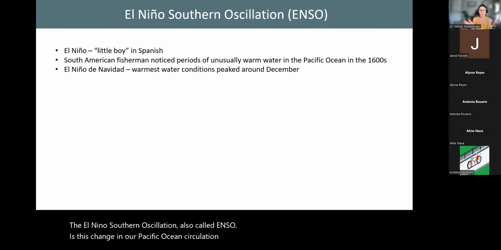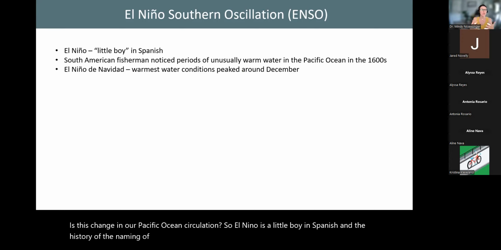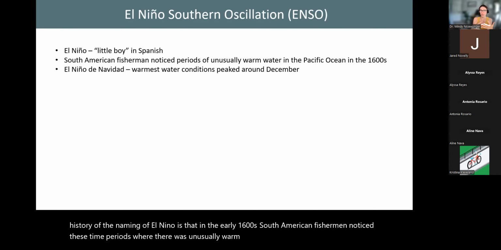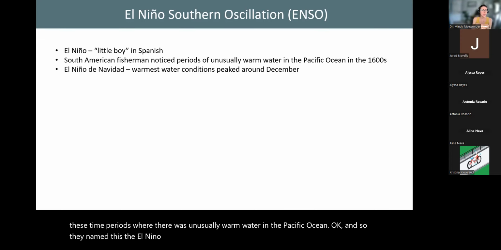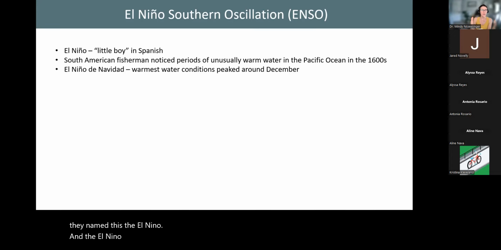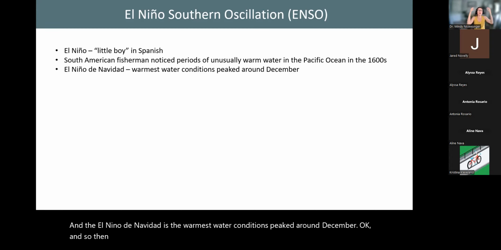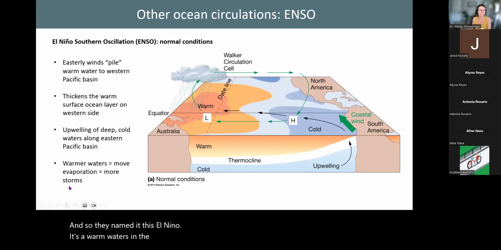So El Nino is a little boy in Spanish, and the history of the naming of El Nino is that in the early 1600s, South American fishermen noticed these time periods where there was unusually warm water in the Pacific Ocean. And so they named this the El Nino, and the El Nino de Navidad is the warmest water conditions peaked around December. So warm waters in the Pacific Ocean.